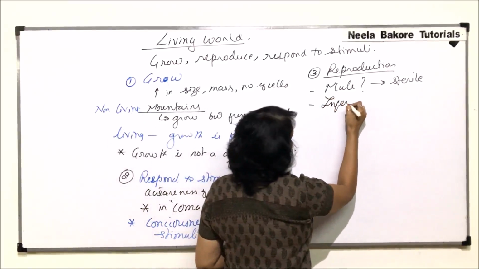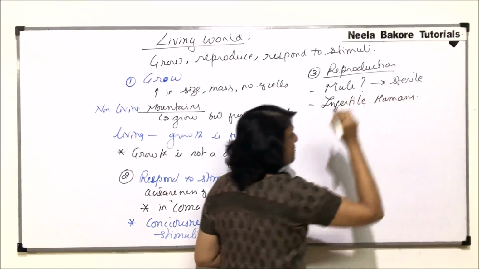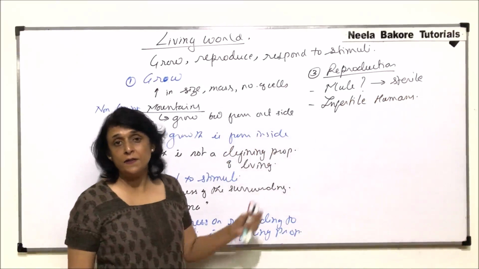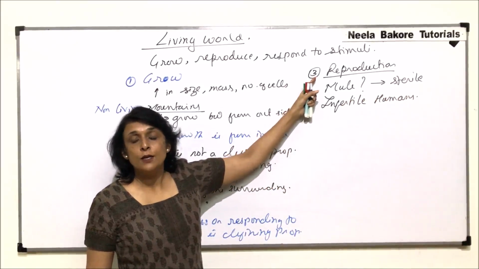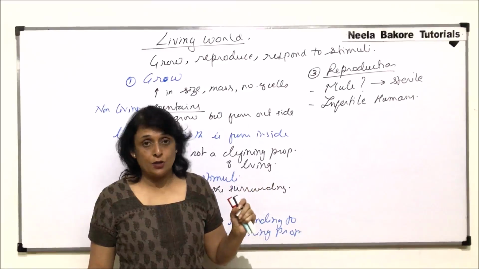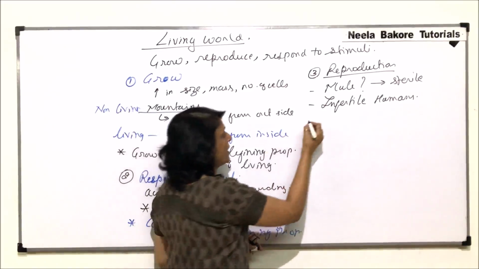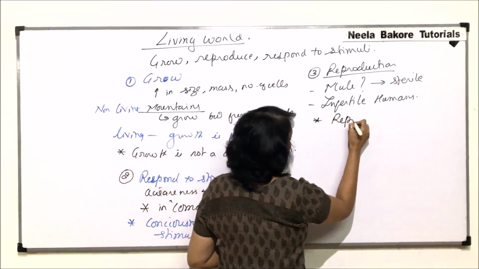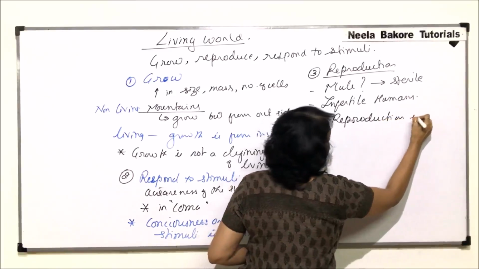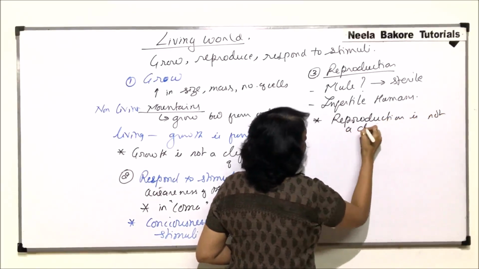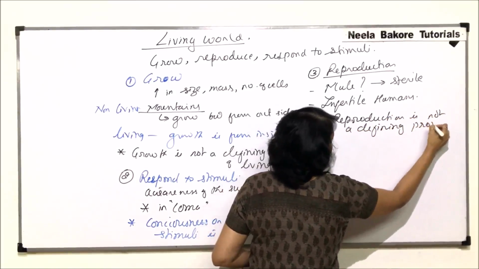So infertile humans, can they be considered as living? Obviously they are living, but are they reproducing? So can reproduction be taken as a defining property? It cannot be. So here again we will write that reproduction is not a defining property of living organism.